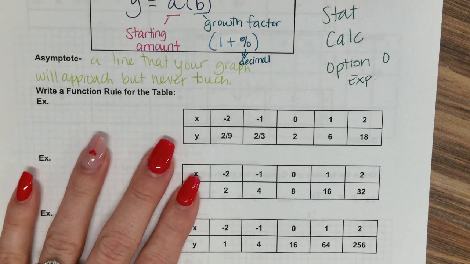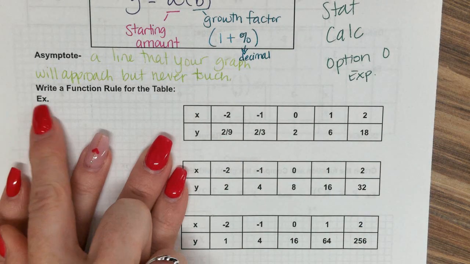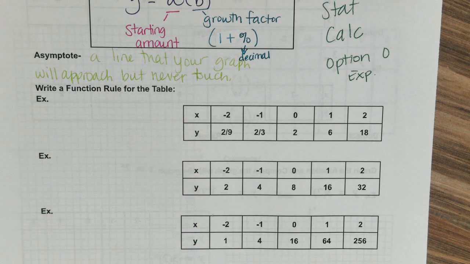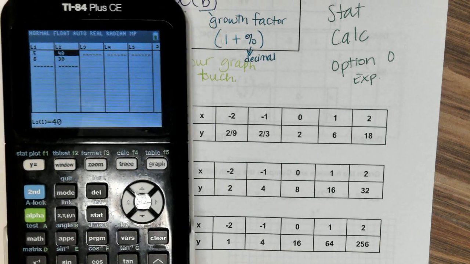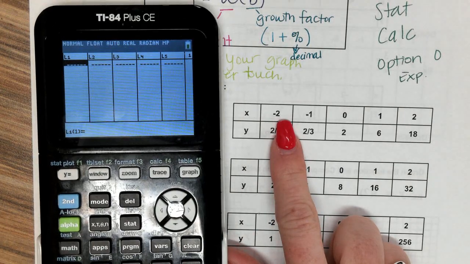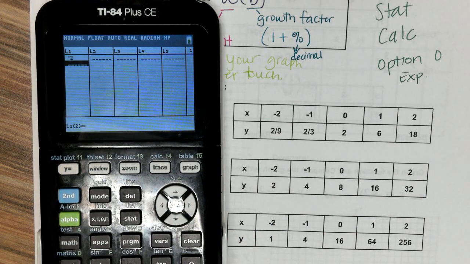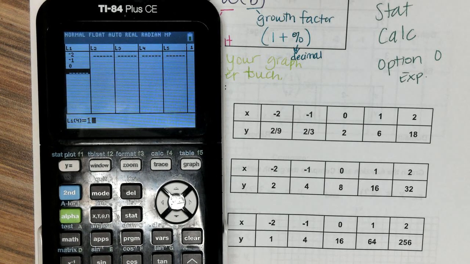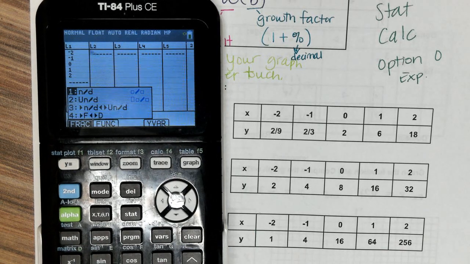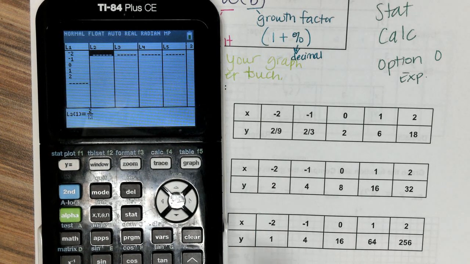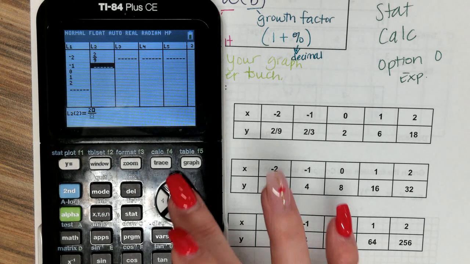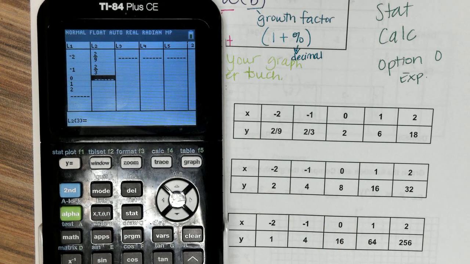So look at the first one. It wants you to take this table and write a function rule. So what are we going to use? Stat. So everybody go to stat, edit. If you have anything put in, make sure you delete it. And then you're going to put the x's in L1. So -2, enter, -1, 0, 1, and 2. And then you're going to go put in your y's. Remember, you can use alpha y equals, so 2/9. And then hit enter, and 2/3. And hit enter, and then 2, 6, and 18.